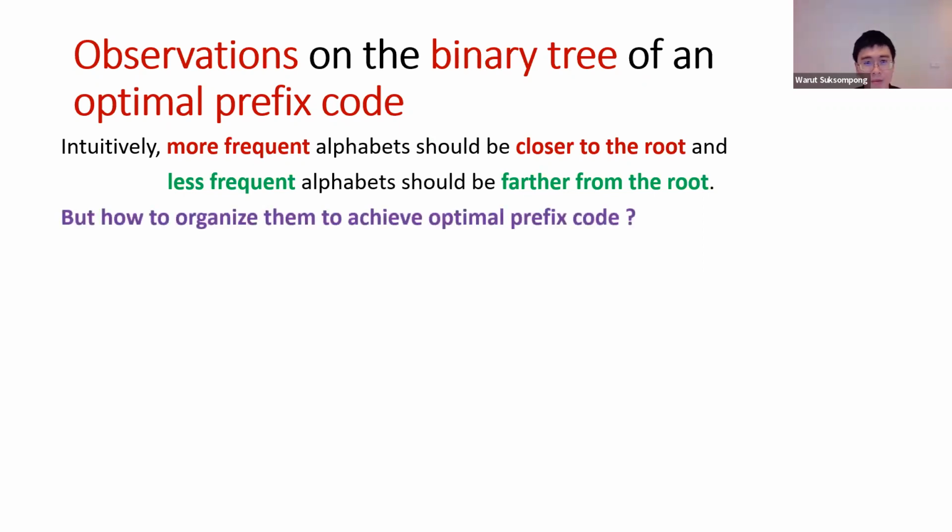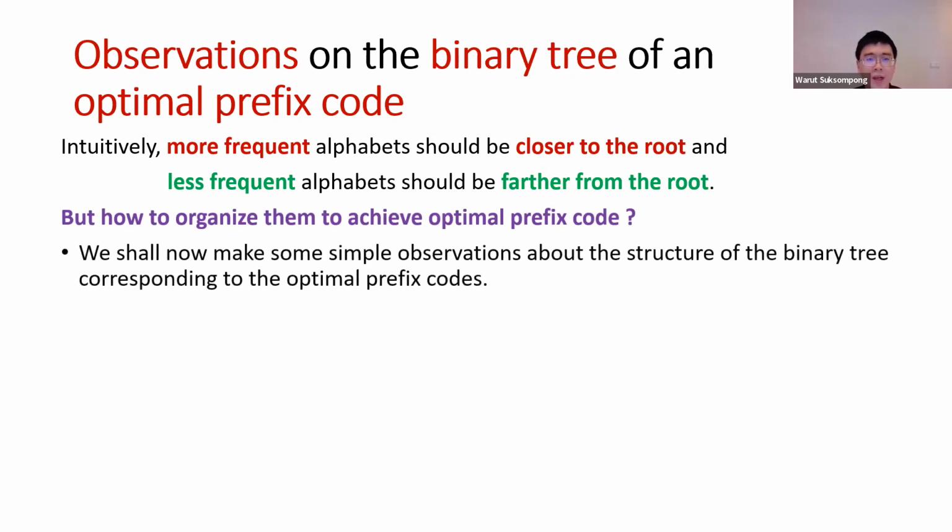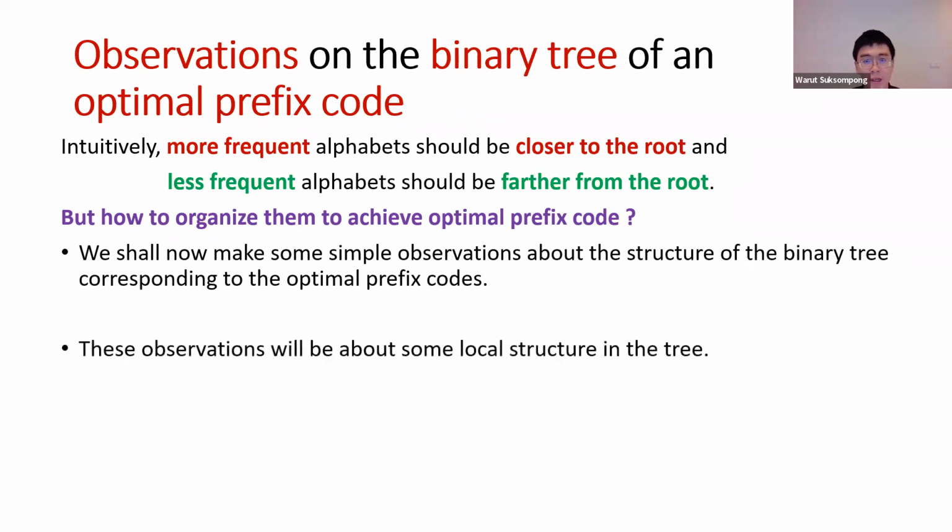But how to organize them to achieve the best prefix code? We're going to make some simple observations about the structure of the binary tree that should correspond to the optimal prefix codes. These observations are going to be about some local structure, similar to other examples of greedy algorithms. What move can we make without loss of generality, and be sure that this move never hurts? Just like for the fractional knapsack, we take an item with the maximum bang per buck, value per weight.